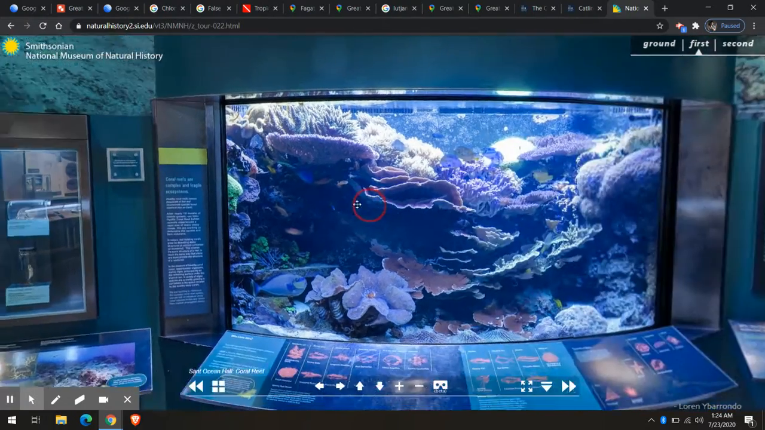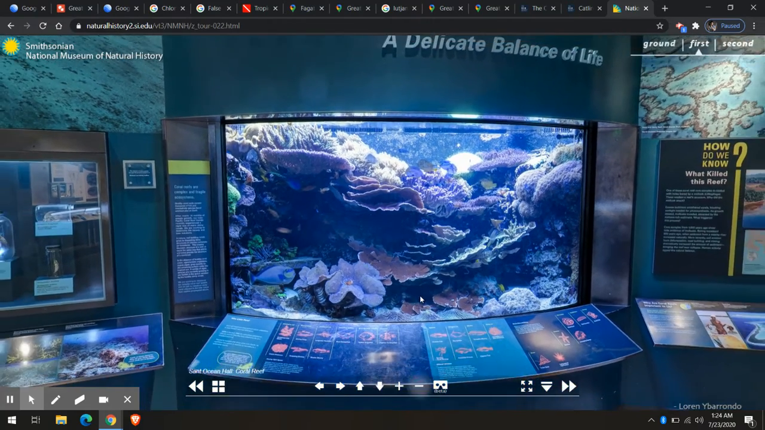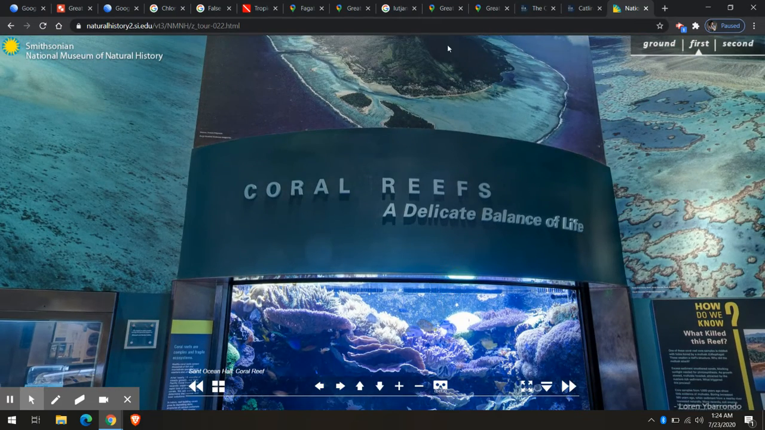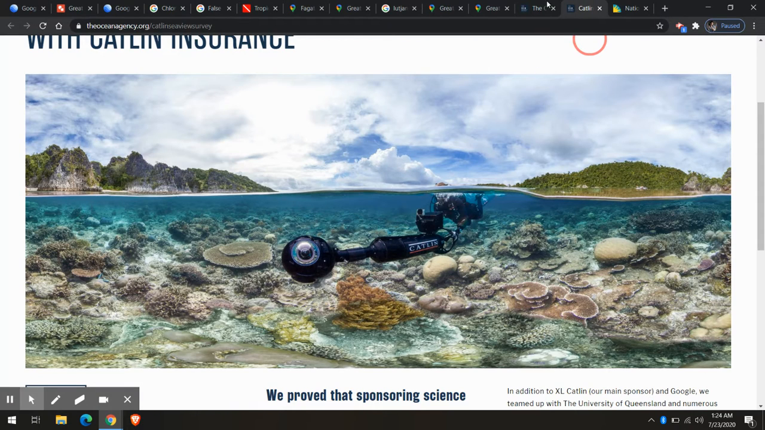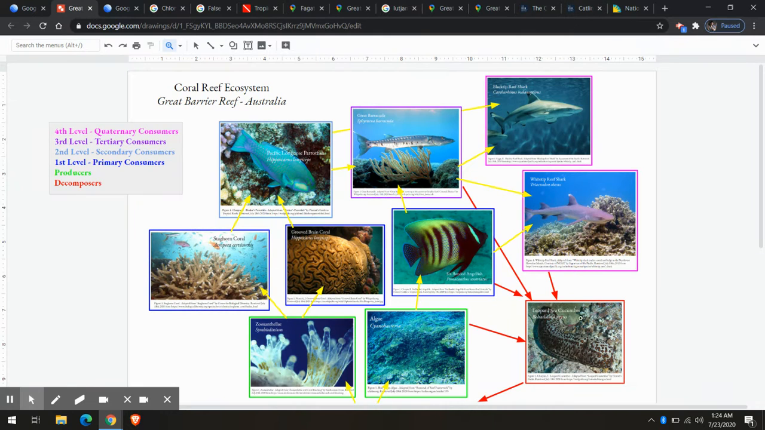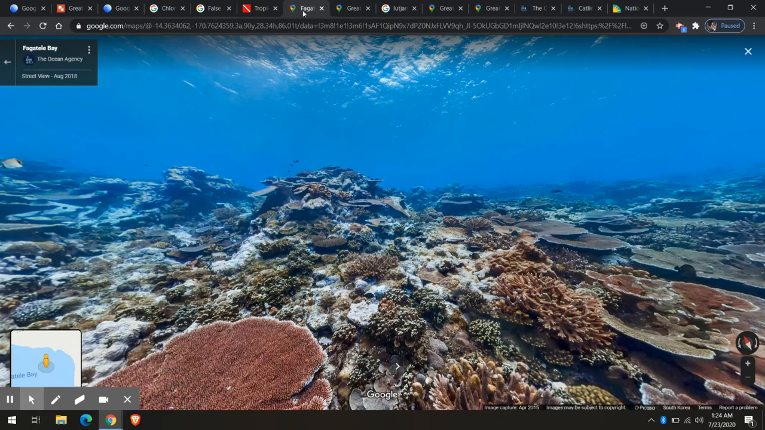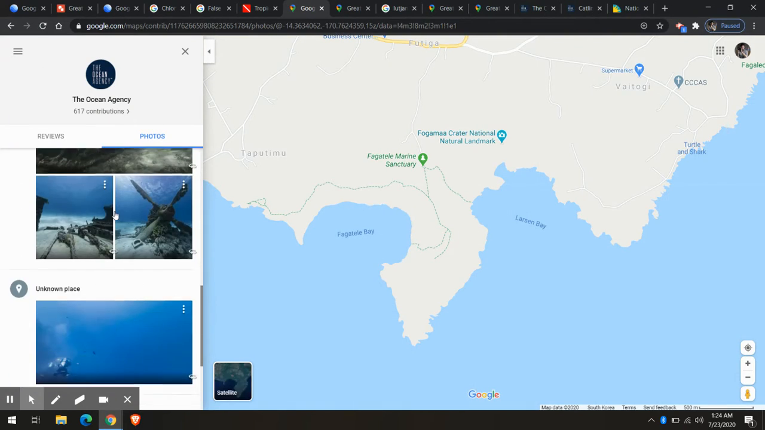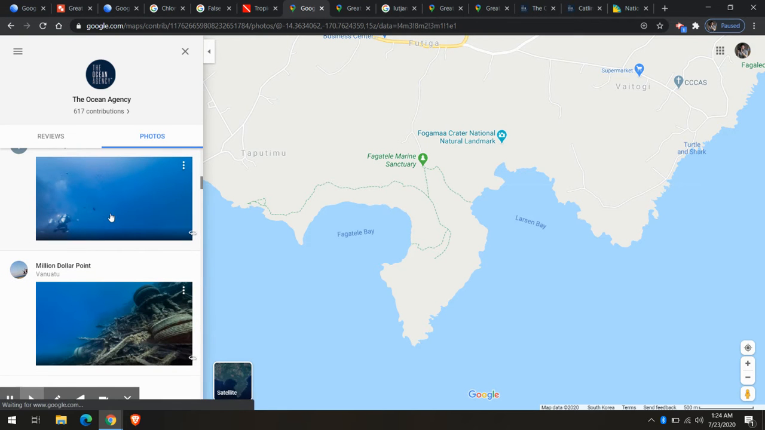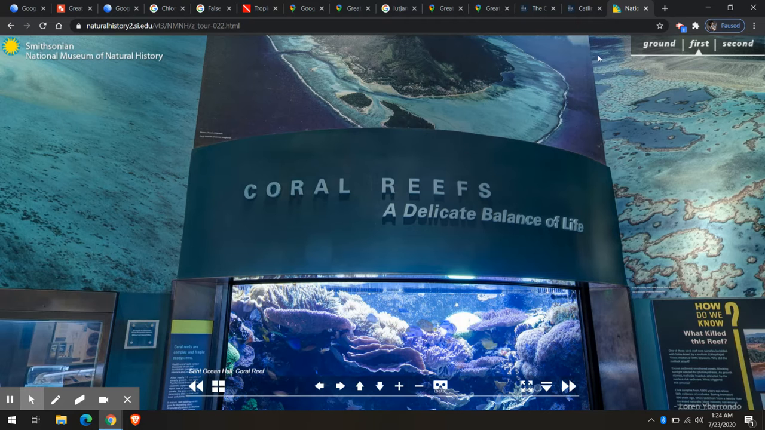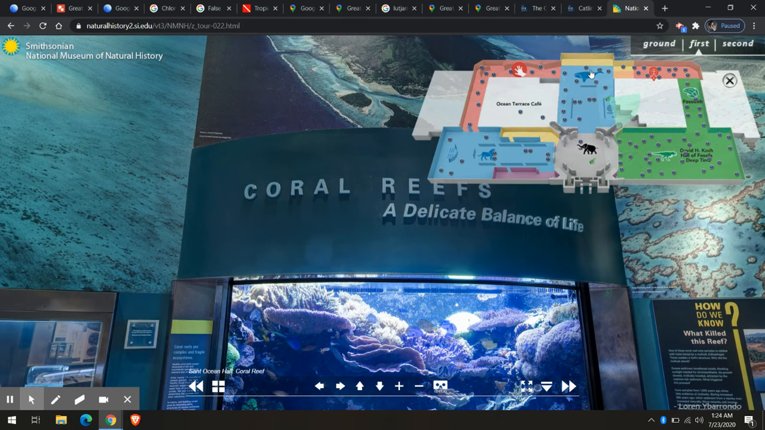Next time you get a chance to visit a museum, or to see a video about some coral reef, think about these organizations that help preserve them. Think about how they function. Think about those food webs. And you guys can go to reefguide.org to identify fish. You can go to the Ocean Agency's image collection and see images from all around the world, not just the Great Barrier Reef. And you can even check out this virtual tour of the Smithsonian, which is really cool, and see more oceanic exhibits. Hope you guys enjoyed my tour today.